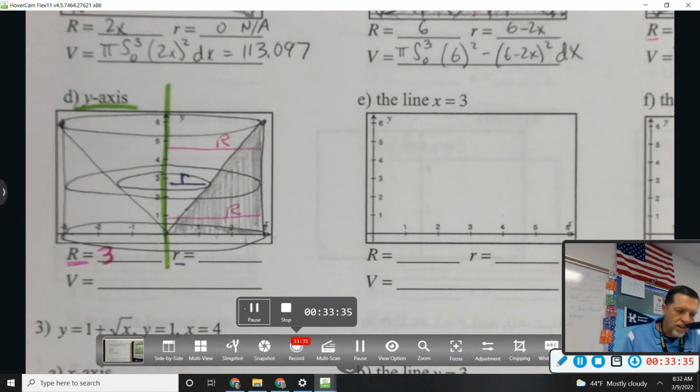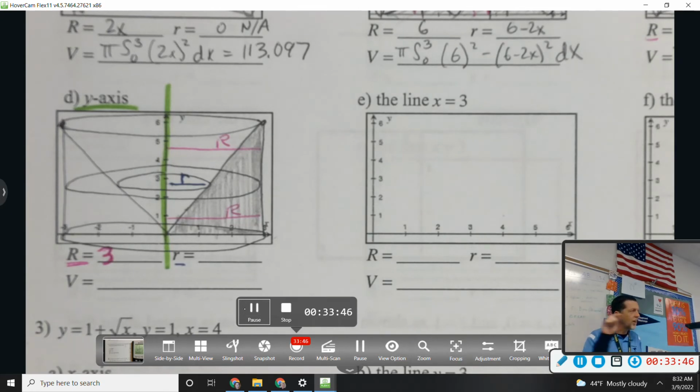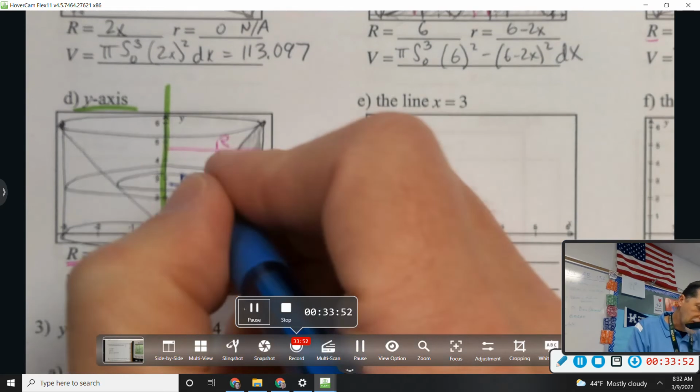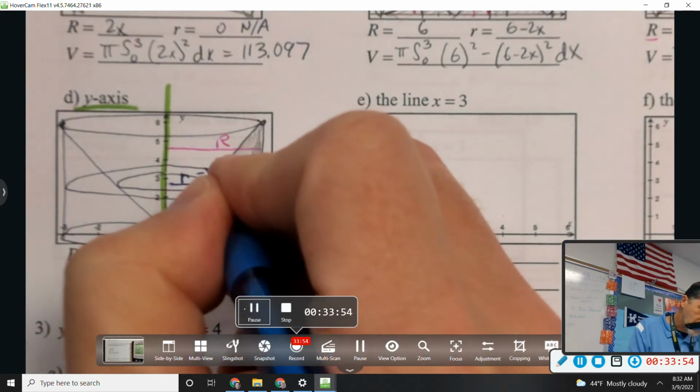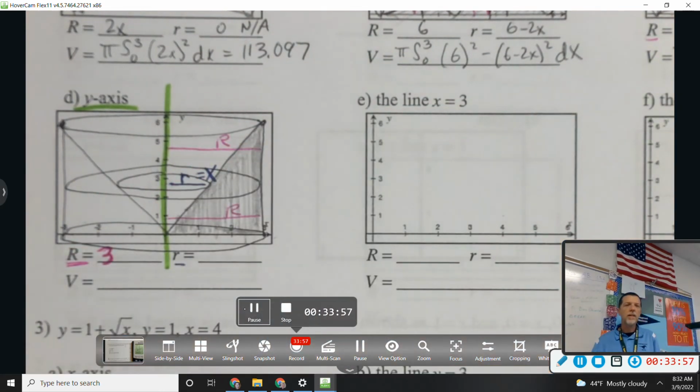Okay, now this gets a little bit tricky. Little r is left and right, not up and down. So little r is an x value. So little r equals x. Let's pause there and start writing the volume integral and see what happens.